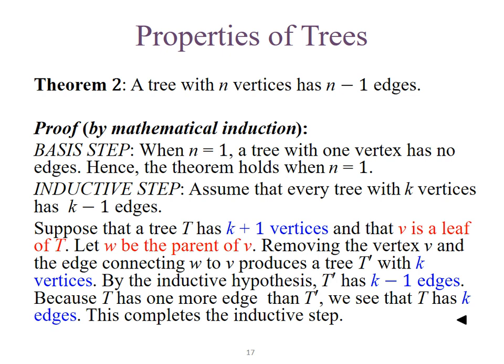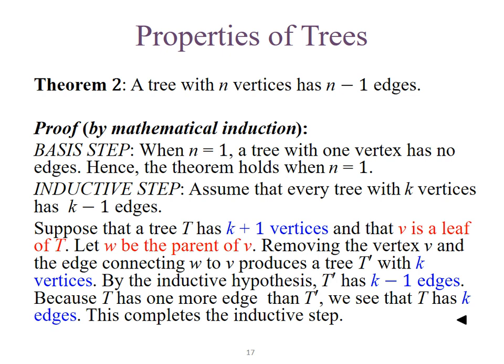Next, let's see how we prove it by mathematical induction. For the basis step, when n equals 1, that means we only have the root vertex and we don't have any other edges. So by the theorem, we have 0 edges, which is correct. And then for the inductive step, we assume every tree with k vertices has k minus 1 edges. Then we will see how to apply this inductive hypothesis to prove that for k plus 1 vertices, we have k edges.